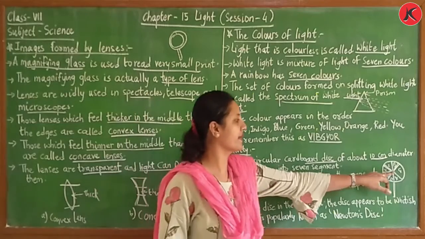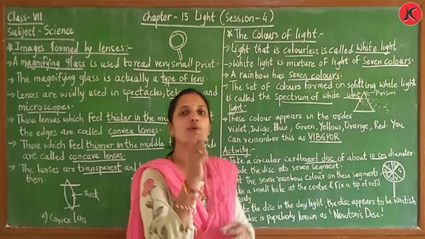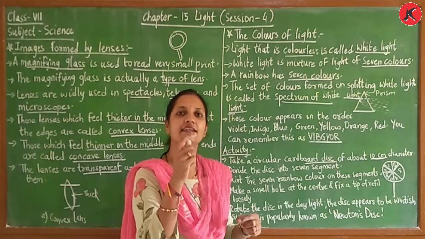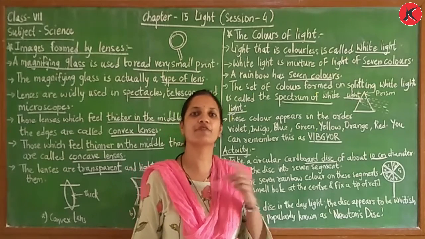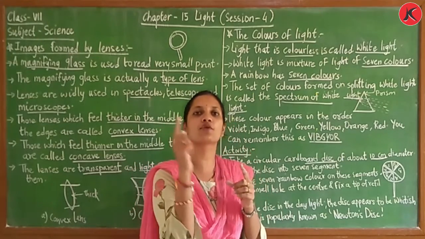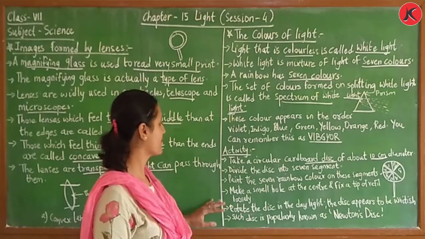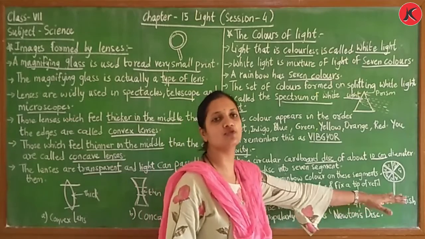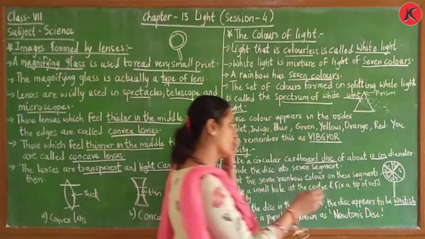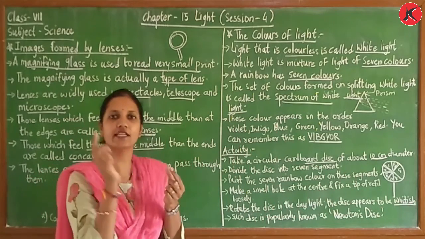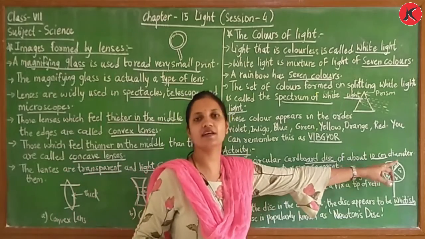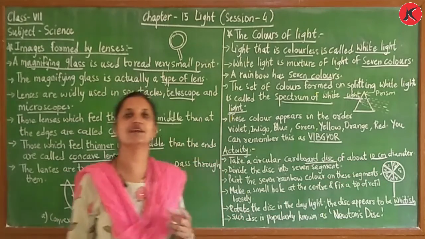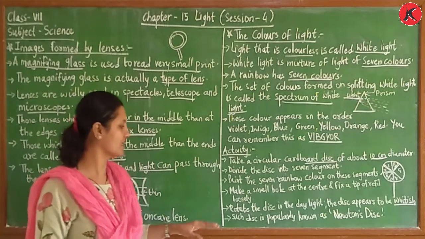After that you will make a hole in center and you will fix a refill with the help of pin in such a way that the disc is free from the stick. You can roll the disc easily, right? So rotate the disc in the daylight, the disc appears to be whitish. Now if you will rotate the disc continuously, it is having 7 colors, right? So in the daytime when you rotate the disc, you will see the white color formed on the disc.